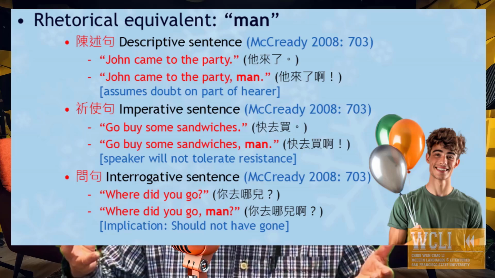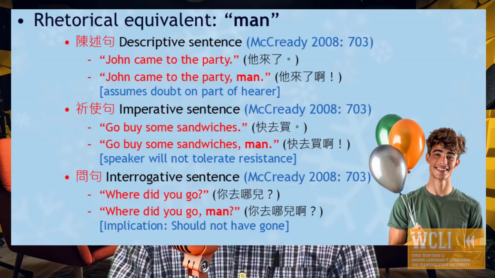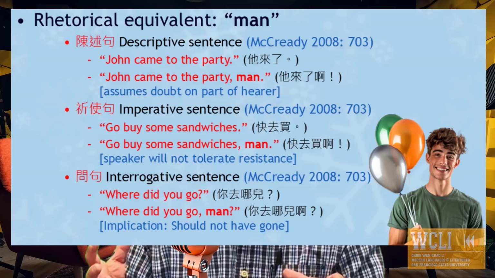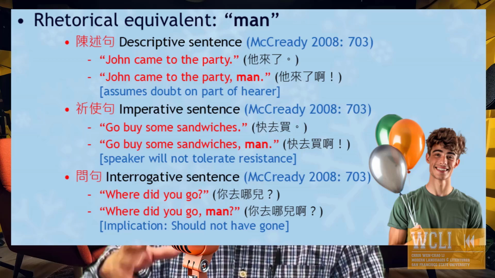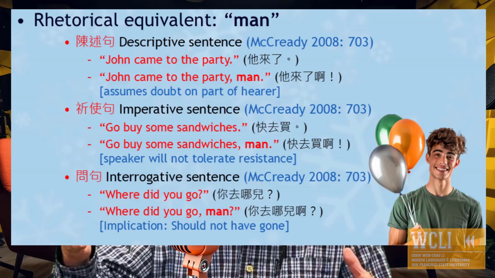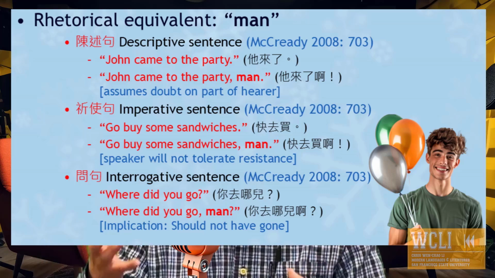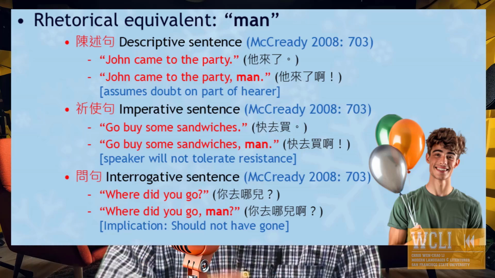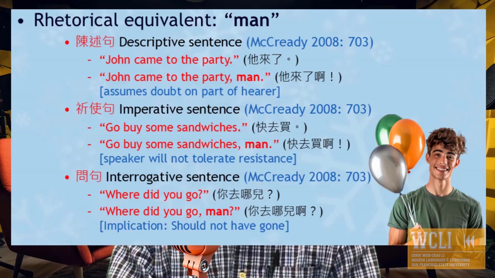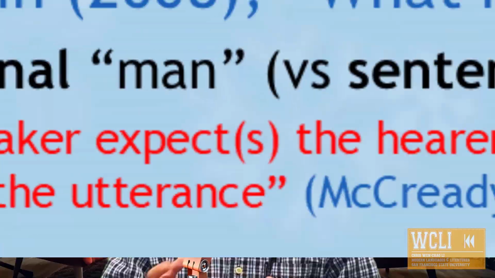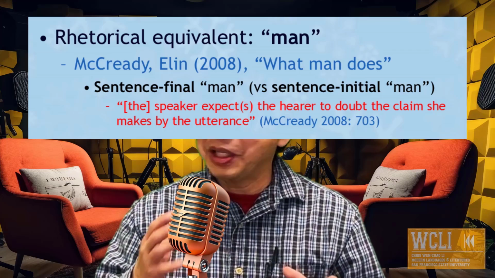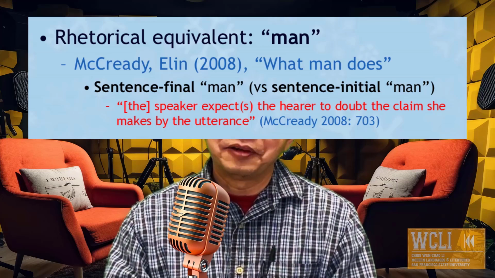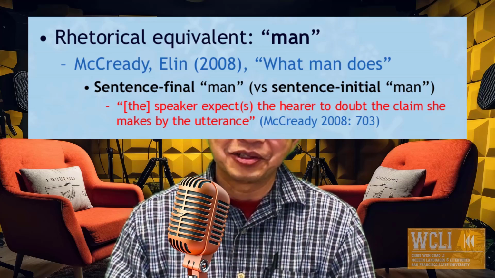You can also get "man" in questions. "Where did you go?" "Where did you go, man?" When I add that "man," what I'm implying is you should have stayed here. You shouldn't have gone anywhere. And yet you went. So, "where did you go, man?" What that means is you went somewhere when I wasn't expecting you to go anywhere. There, again, is that difference in attitude. So "man," according to McGreedy, indicates that the speaker expects the hearer to doubt the claim made by the utterance. There is a difference in attitude between the speaker and the listener.